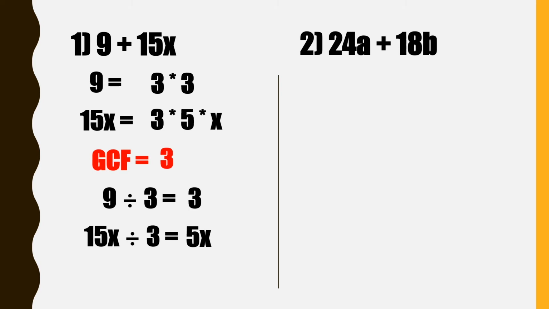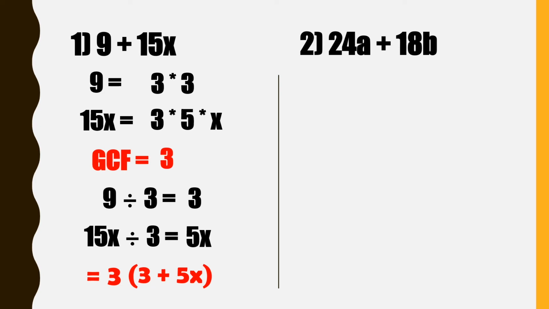Yung GCF, siya yung nasa labas ng parenthesis. Yung quotients na 3 and 5x, sila yung nasa loob ng parenthesis. So, we will get the form of 3 quantity 3 plus 5x. 3 is the greatest common monomial factor. 3 plus 5x is the quotient of the polynomial. And 3 quantity 3 plus 5x is what we call the factored form.